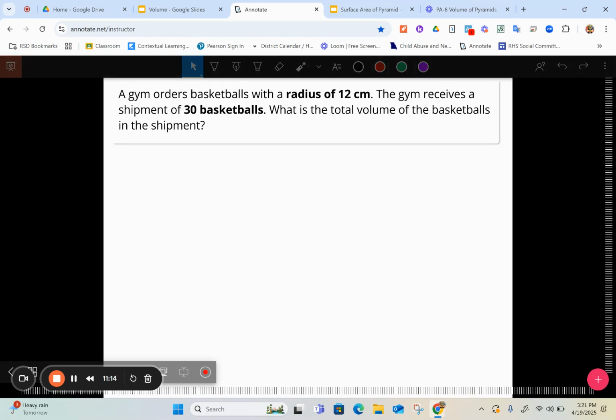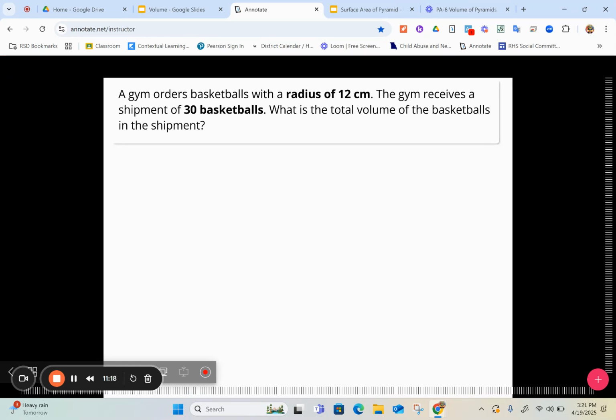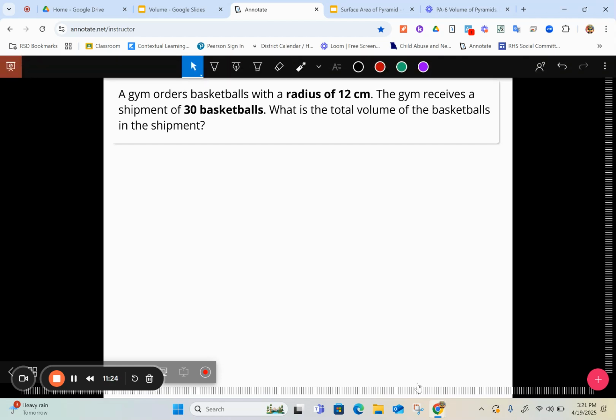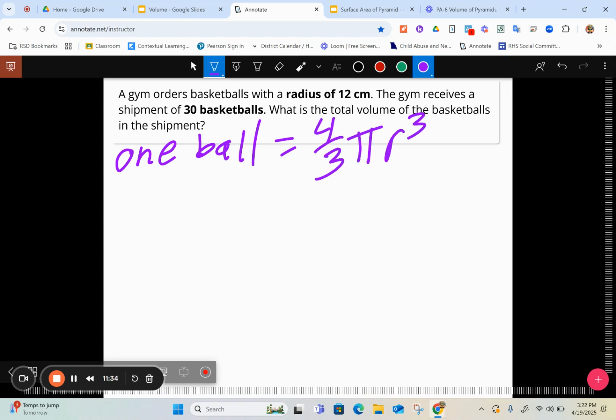It says a gym orders basketballs with a radius of 12 centimeters. The gym receives a shipment of 30 basketballs. What's the total volume of the basketballs in the shipment? So we need to find the volume of one basketball. One ball, since its volume is 4/3 pi r cubed. So 4/3 pi, and our radius is 12 cubed.